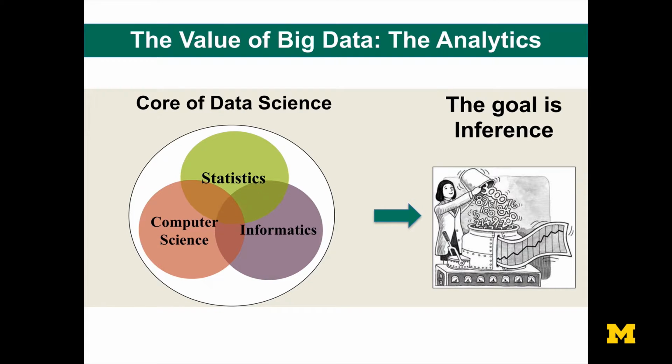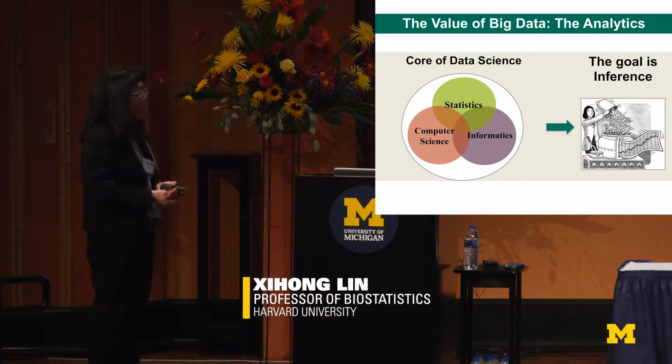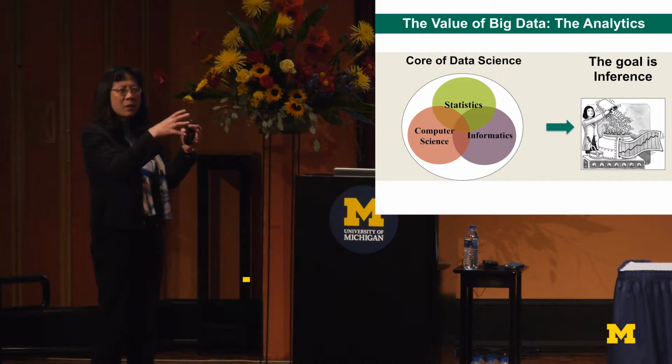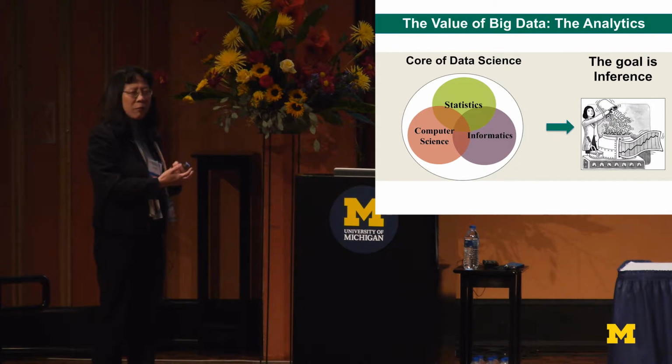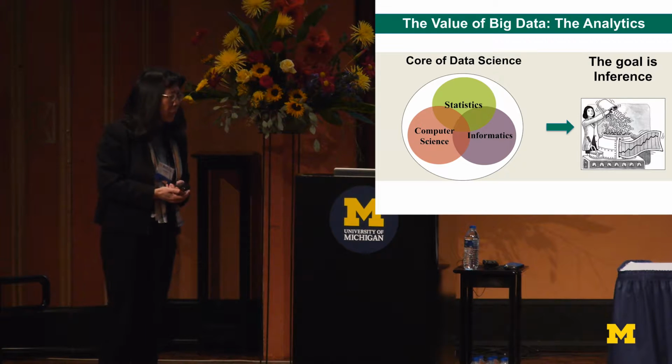The value of big data, as many of us know, is not how big the data are, it is the analytics. The core of data science involves 3 pillars: one is statistics, another is computer science, and also informatics. As you can see, this really involves a Venn diagram. For example, at the interface of statistics and computer science is machine learning.